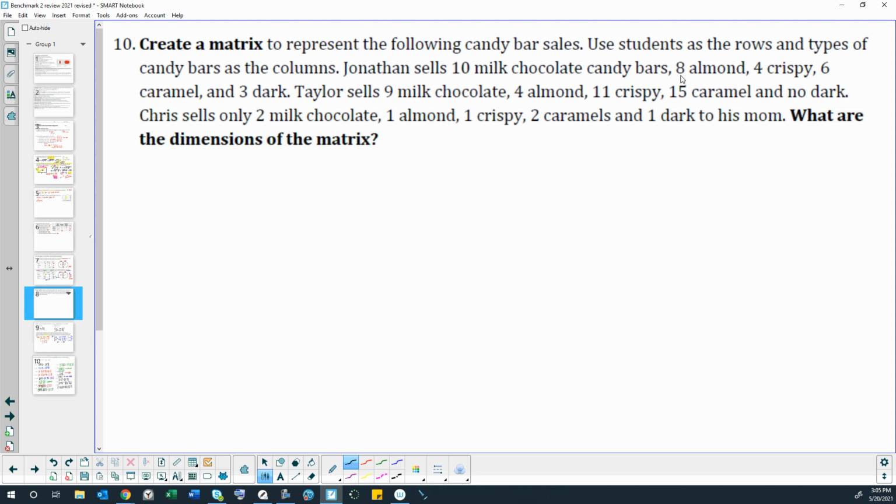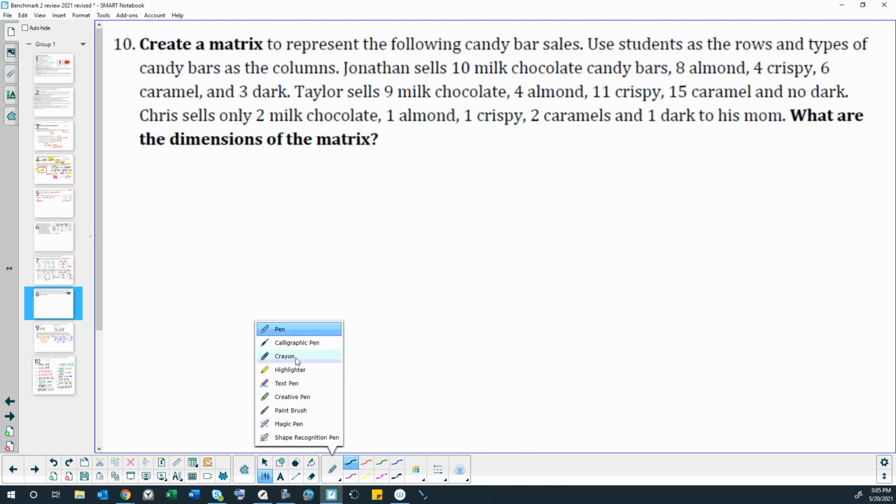Jonathan sells 10 milk chocolate candy bars, 8 almond, 4 crispy, 6 caramel, and 3 dark. Taylor sells 9 milk chocolate, 4 almond, 11 crispy, 15 caramel, and no dark. Chris sells only 2 milk chocolate, 1 almond, 1 crispy, 2 caramels, and 1 dark to his mom. What are the dimensions of the matrix?